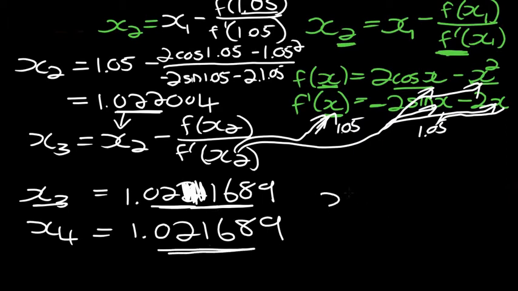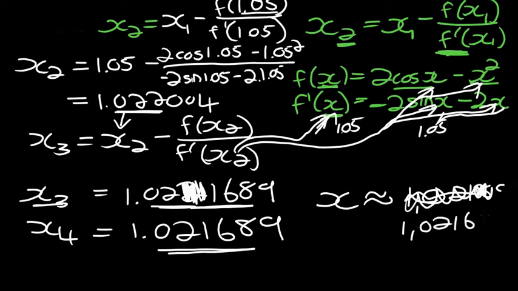So the root approximation is going to be 1.021689, because those are the first 5 decimal numbers. And just to go back to x2 and x3, only the first 2 decimal numbers were the same, so we needed to continue to x4, and from x3 to x4 we achieved what we wanted, the first 5 decimal numbers being the same, and that's then your approximation.